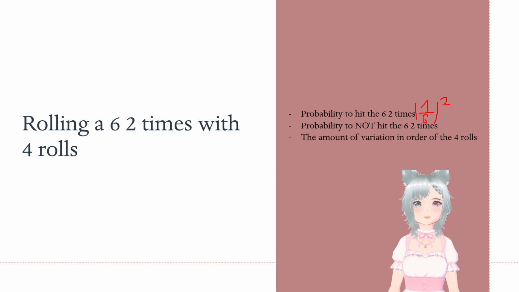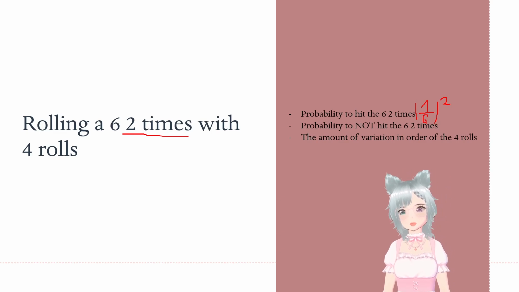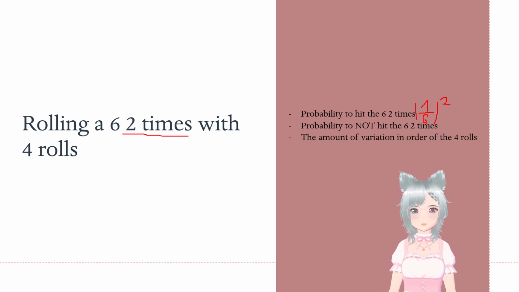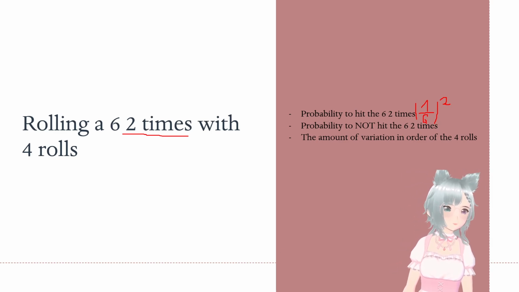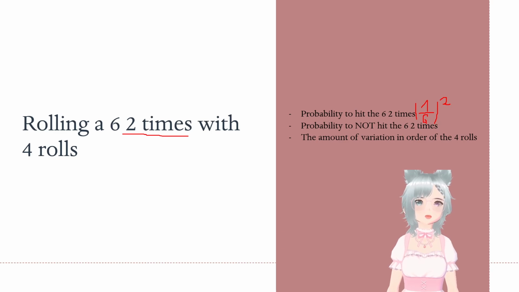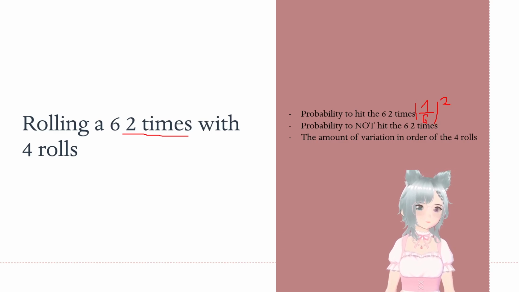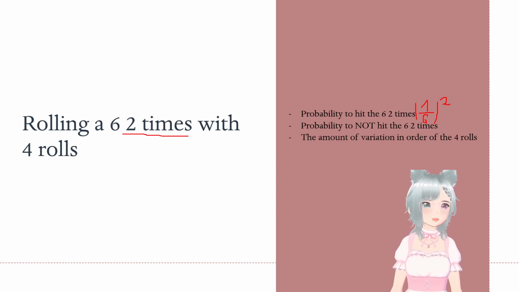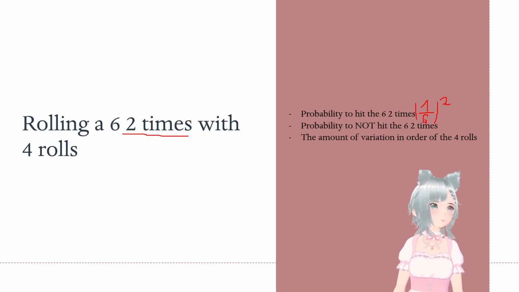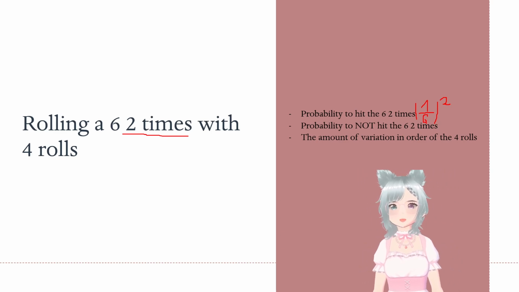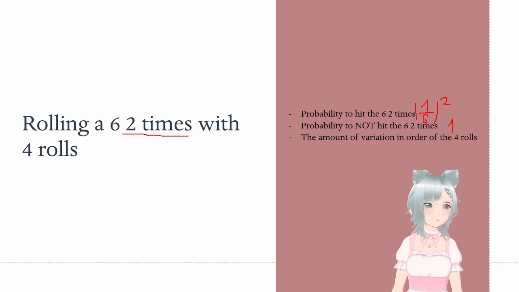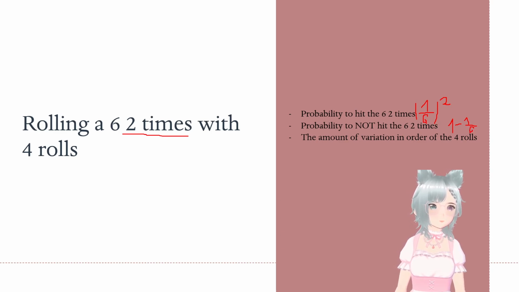Now we want to roll a 6 exactly 2 times. This is important. We roll exactly 2 times. So if we roll a die and we roll a 6 and a 6 in the first 2 times, then the other 4 rolls need to not be a 6. And whenever we calculate the probability of a certain outcome not happening, it is always 1 minus the probability of hitting that specific outcome. So the probability of hitting a 6 is 1 over 6.